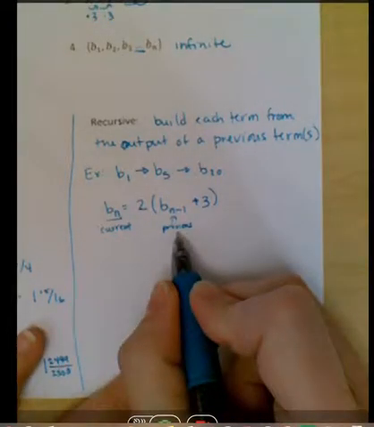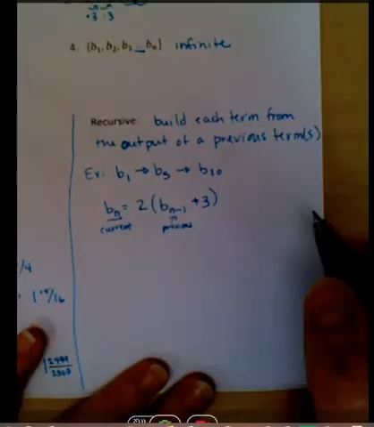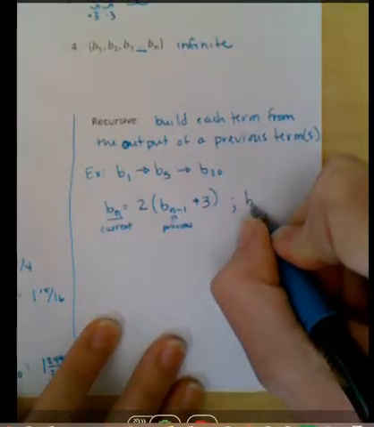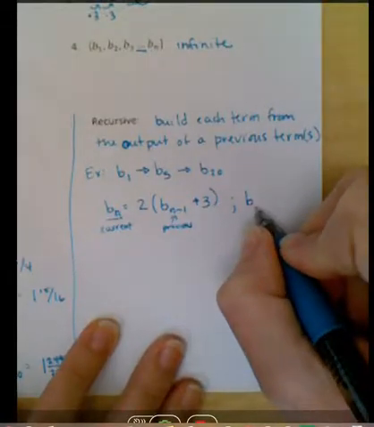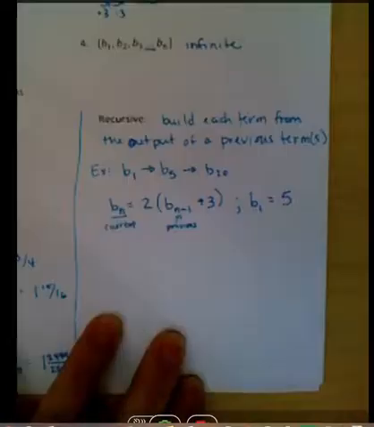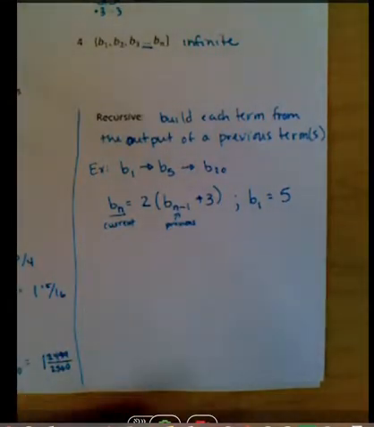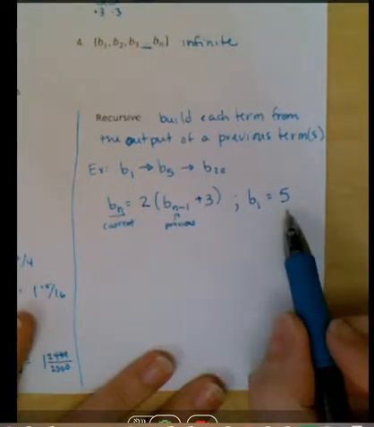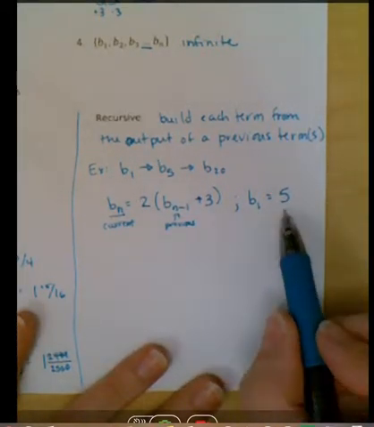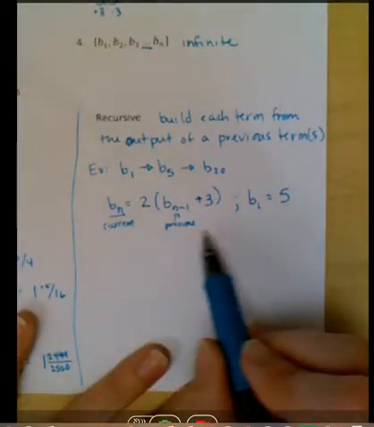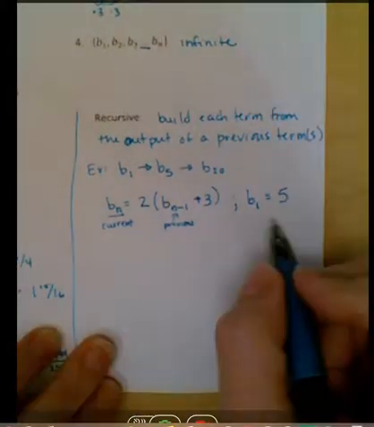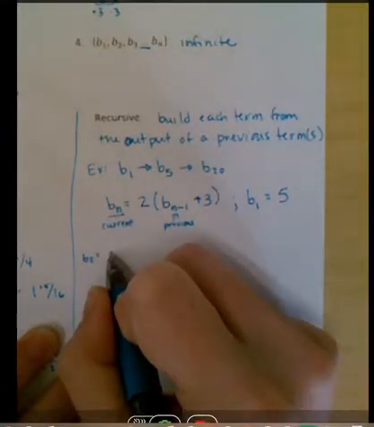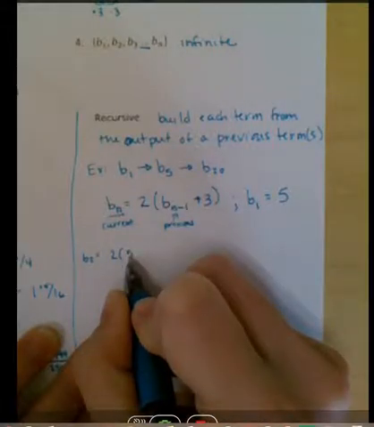So the first term here is just given to us. I didn't want to make you guys think that that came out of magic. This was a piece of the puzzle that was given to us initially. So if b sub 1 equals 5, then calculate the remaining terms that we're interested in. So b sub 1 equals 5. Cool. Then what? b sub 2 equals 2 times the previous output, 5, plus 3.